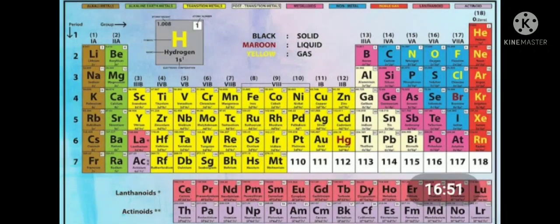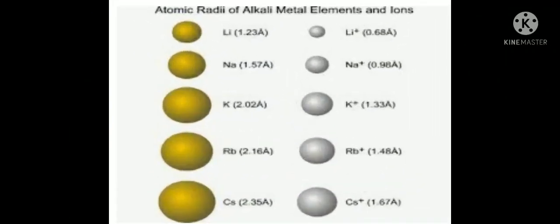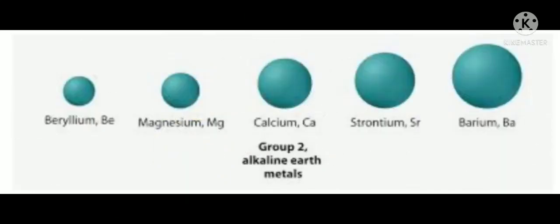See students, when you go from top to bottom, the chemical properties will be similar, but the physical properties will vary. What are the physical properties? Such as melting point, boiling point, density. Why? See here, hydrogen has 1 electron, whereas lithium has 3 electrons. Their mass will be different, isn't it? Hence the melting point, boiling point and density also change. From lithium to sodium, lithium has 3 electrons, sodium has 11 electrons. The size of the atom will also be larger compared to lithium. Am I right? The size goes on increasing from top to bottom.